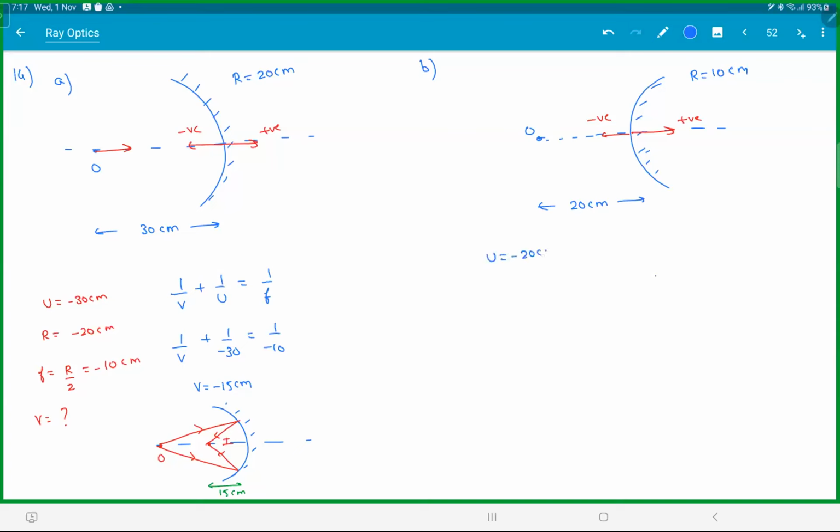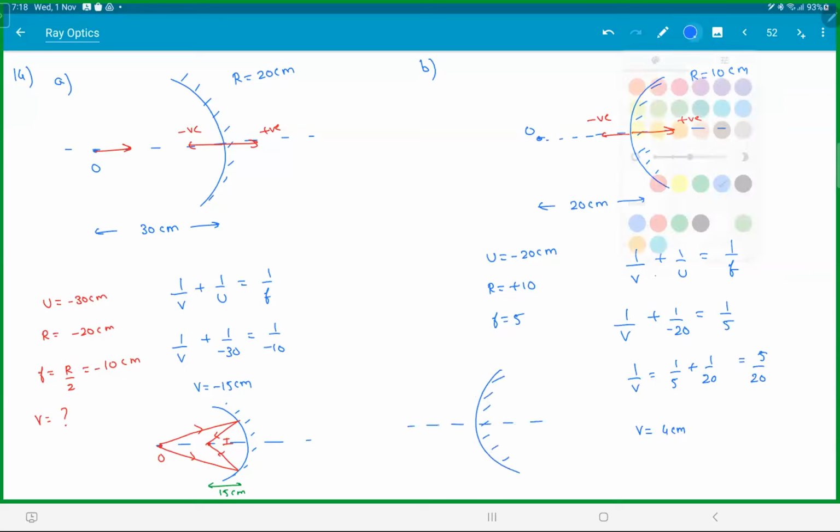So U is minus 20. Radius is plus 10. Focal length is 5. 1 by V plus 1 by U is 1 by F. So it goes that side. So 1 by 20, multiply 4 by 5. 4 plus 1, 5 by 20. V is 4 centimeters. Plus indicates the image is forming on the right hand side.